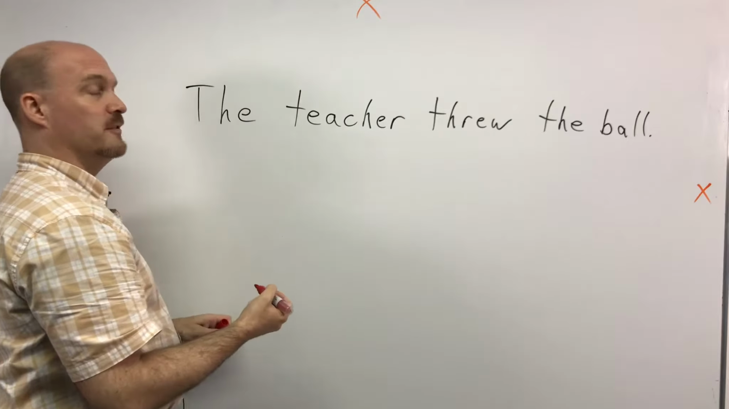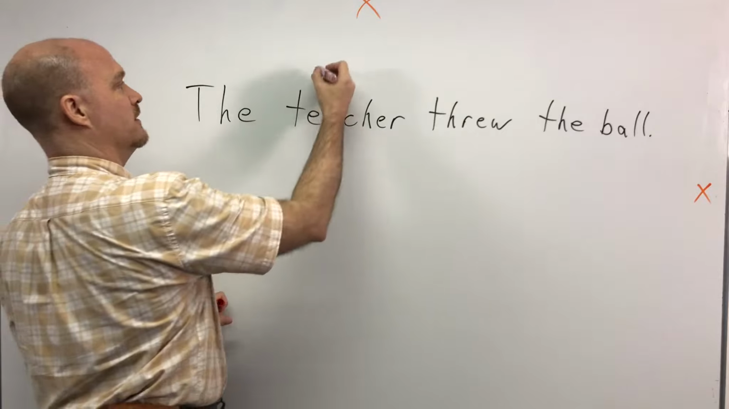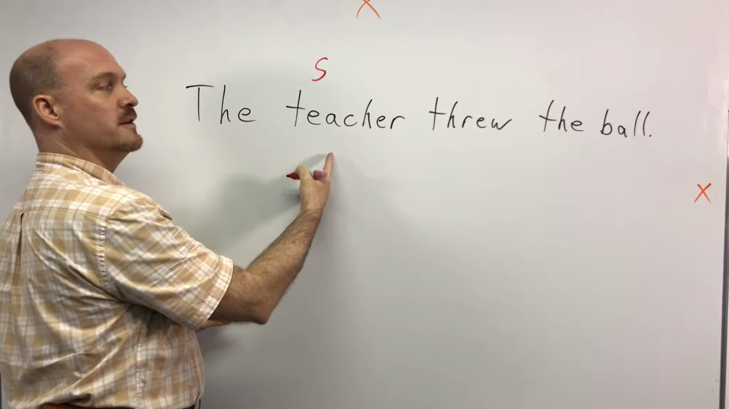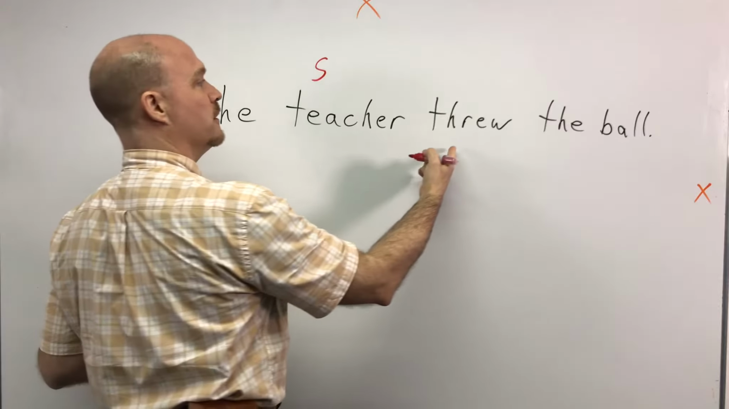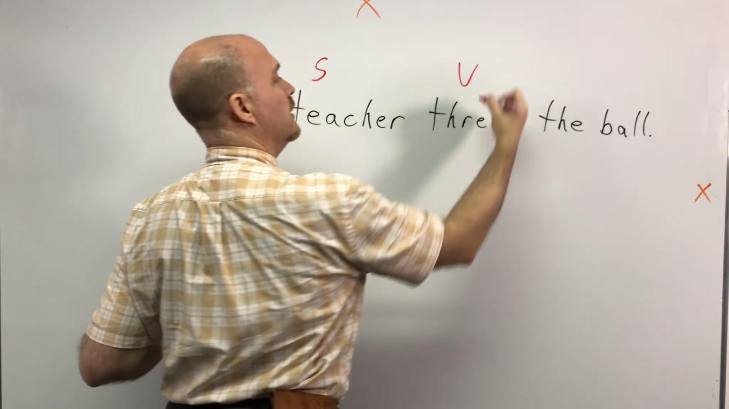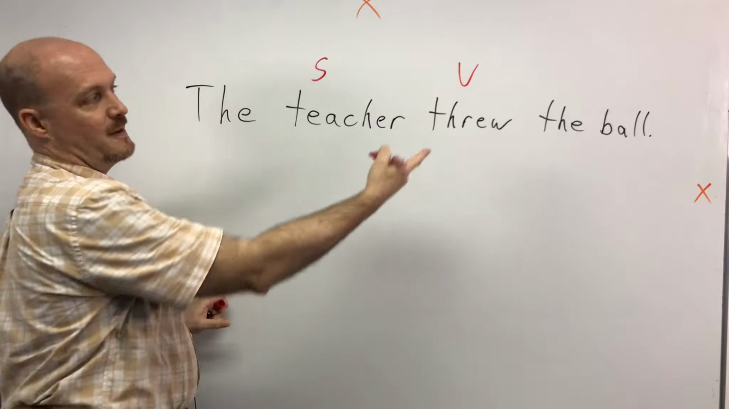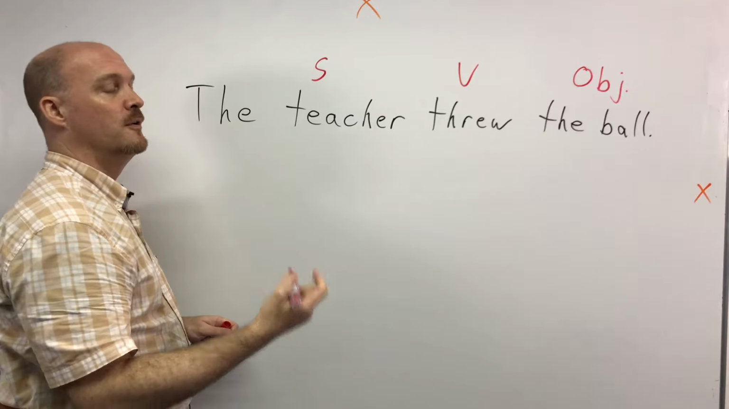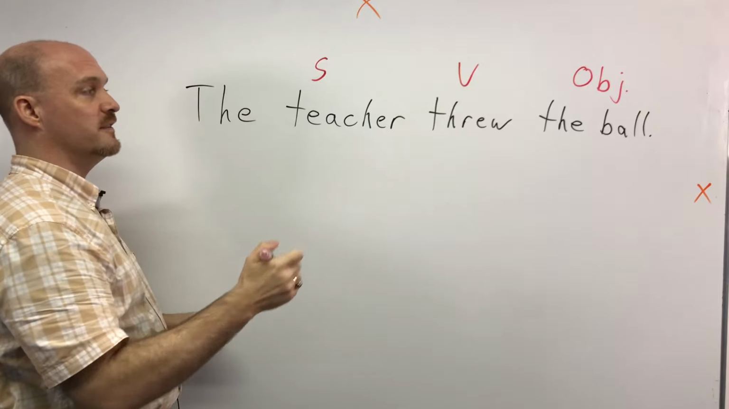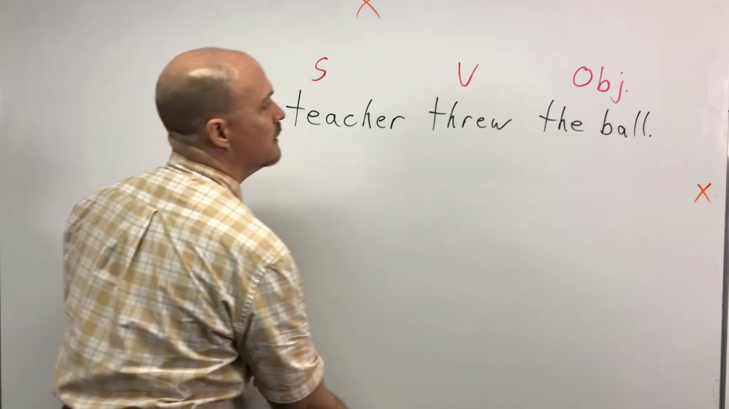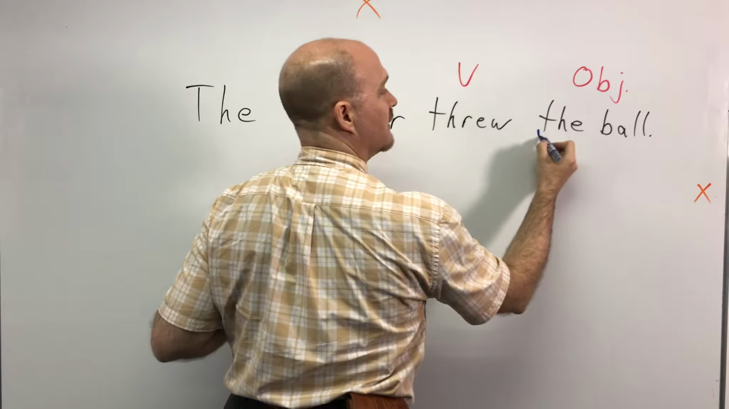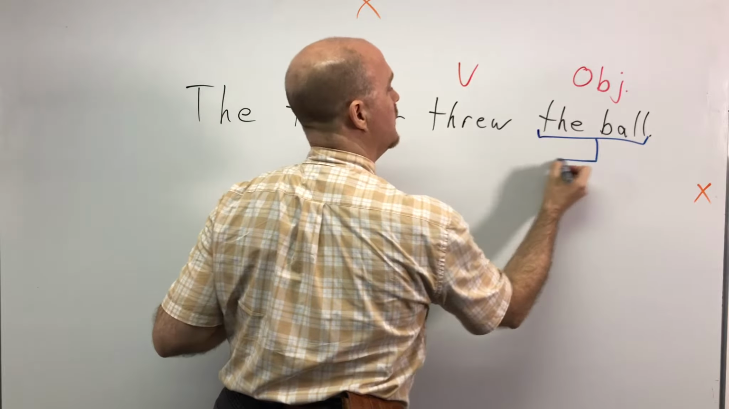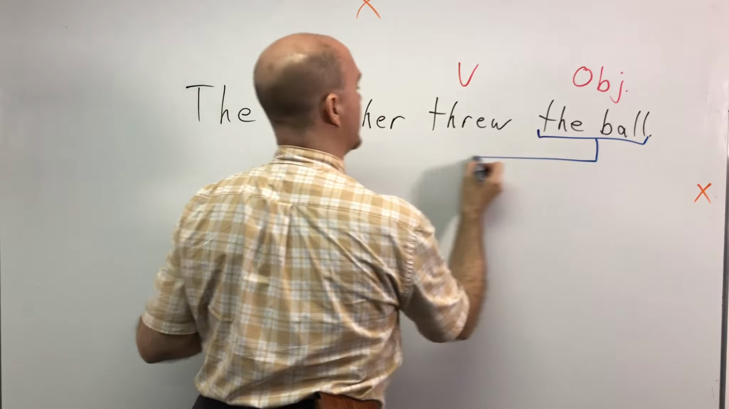So the first step is to make sure, do you have a subject? Yes, we have a subject, the teacher. Next, what's the verb? The verb is throw. What's the object? The object is the ball. We've got an object. We can make this sentence passive. So that's the first step. The second step is we take the old object and we make it the new subject.